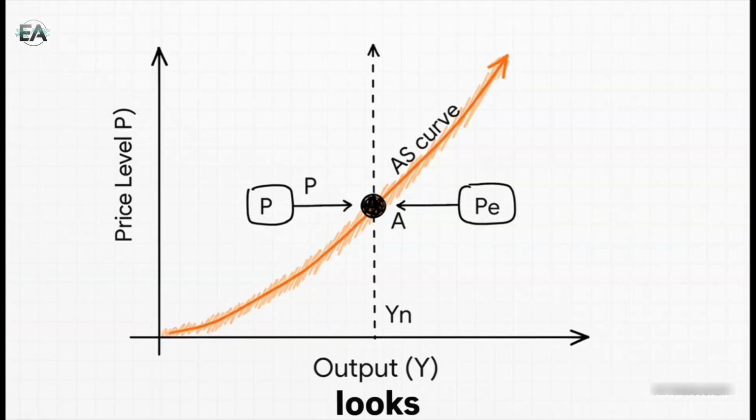And here's what that looks like on a graph, the upward sloping AS curve. Now, pay close attention to that point A. That's what we call the natural level of output. It's kind of like the economy's sweet spot, where the price level in reality matches what everyone expected it to be. It's the long-term place the economy wants to be.